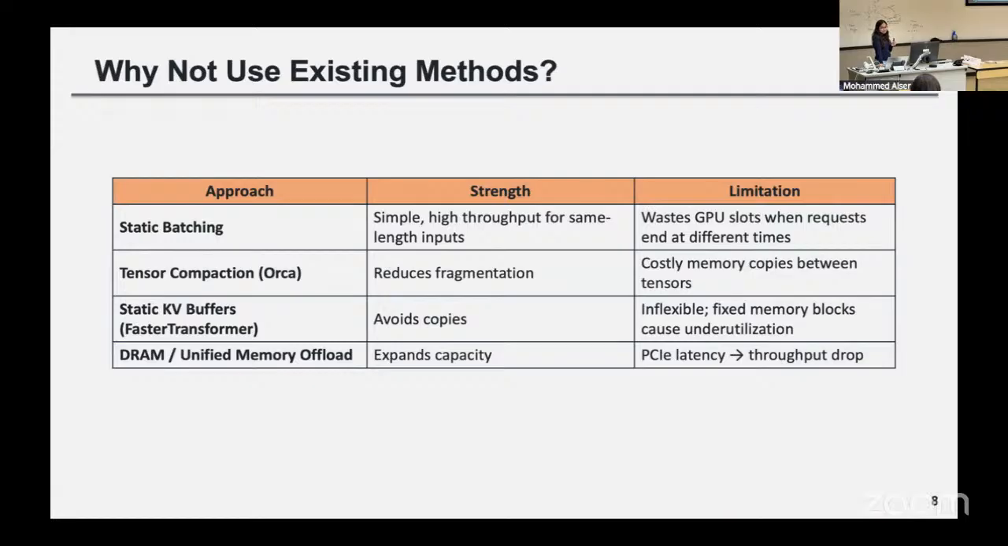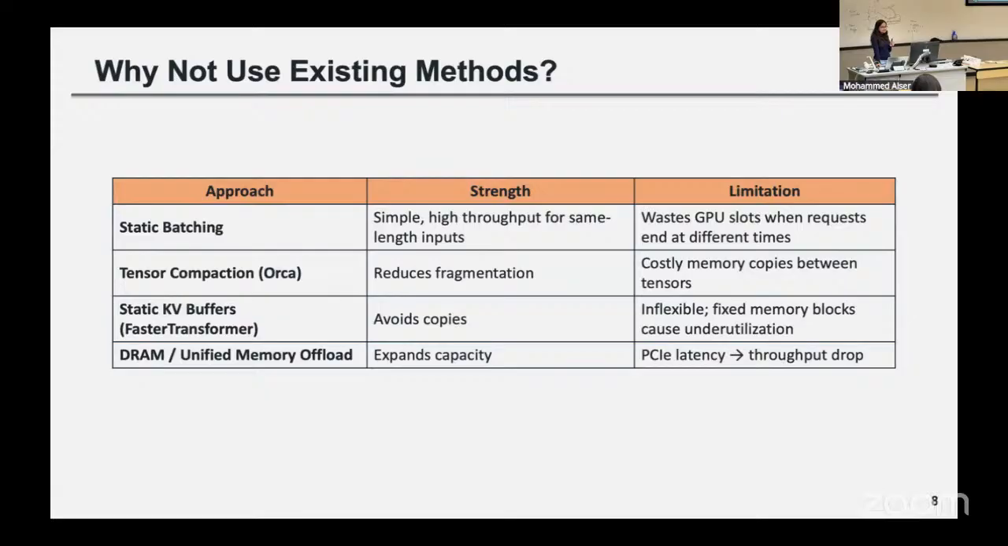Next, what we have is static KV buffers. This method is implemented in FasterTransformer. Here, each request gets a fixed size buffer to avoid copying. That's good for simplicity. But if a request does not use all its allocated space, all the remaining space gets wasted. So it underutilizes the GPU.